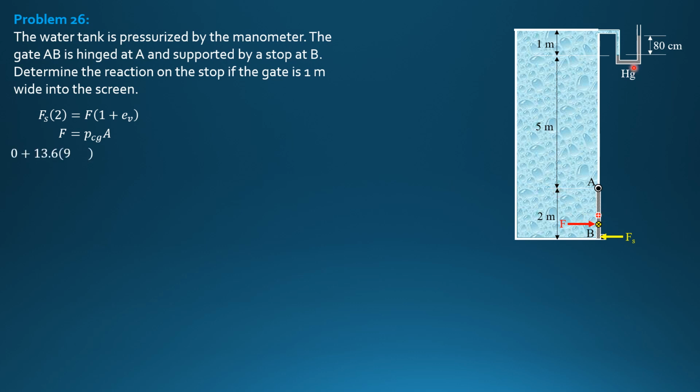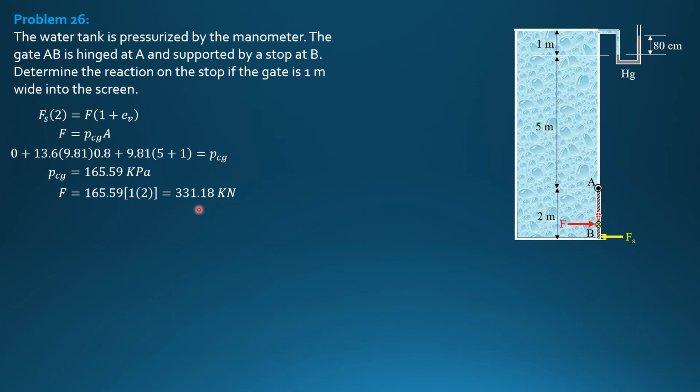So 0 plus 13.6 times 9.81 times 0.8 plus 9.81 times quantity 5 plus 1, because this is 1, this is rectangular, half of 2, equals pressure at the centroid. So pressure at the centroid is equal to 165.59 kilopascals. Having found the pressure at the centroid, we multiply it by the area of the gate. The area of the gate is 1 meter by height 2 to solve for the force. 165.59 times 1 times 2 equals 331.18 kilonewtons.